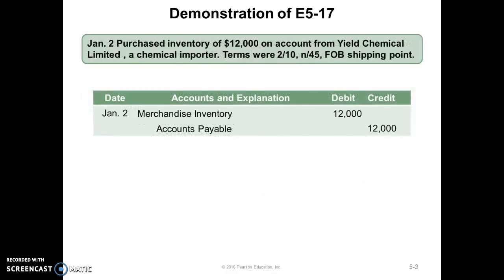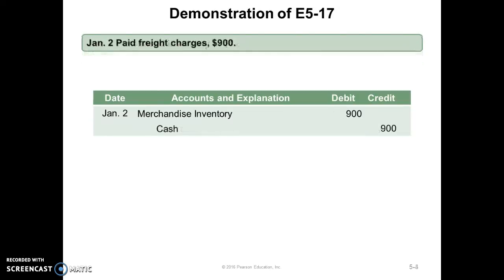So we're going to go through each journal entry, as discussed on the page before. We purchased $12,000 on account. We're going to debit inventory for $12,000. We have accounts payable for $12,000. We paid the shipping company that shipped it $900 because it was FOB shipping point. It belonged to us, so we paid the $900 freight charges. Whenever we pay those kinds of charges, that increases the cost of our inventory. So that's why we're debiting inventory for $900 and we're crediting cash because we paid cash.